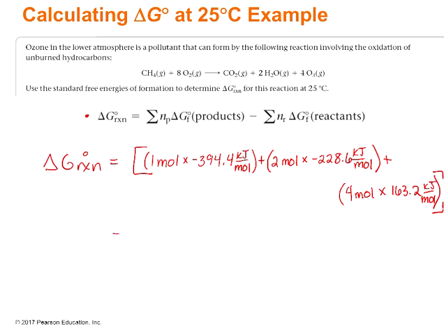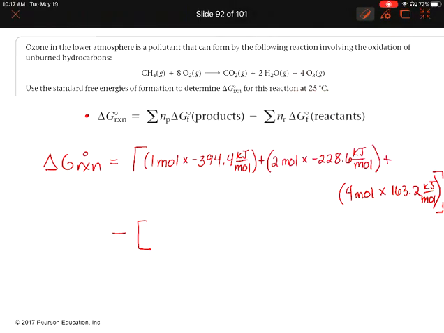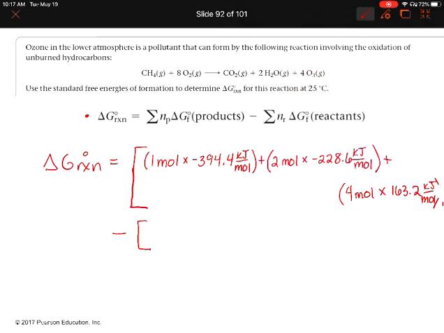Okay, and then we're going to subtract the reactants. So here, let me actually extend the brackets around the products. Everything in that upper portion is products. And then for reactants, we have methane, CH4, and there's just 1 mole. Its value is negative 50.5 kilojoules per mole. And then we have oxygen, which is just 0, so we have 8 moles times 0.